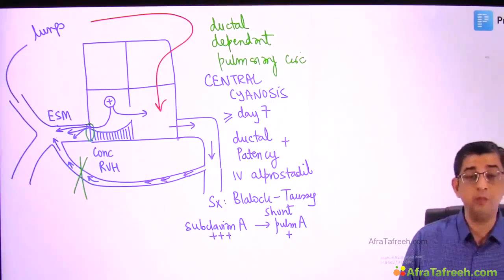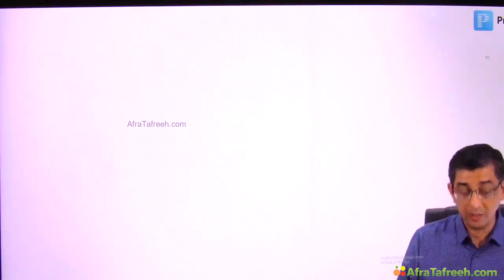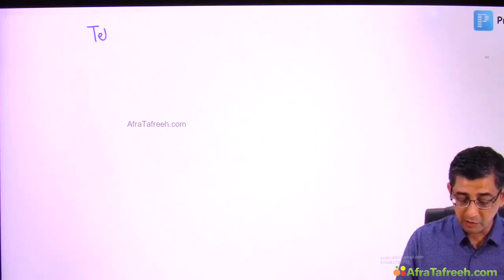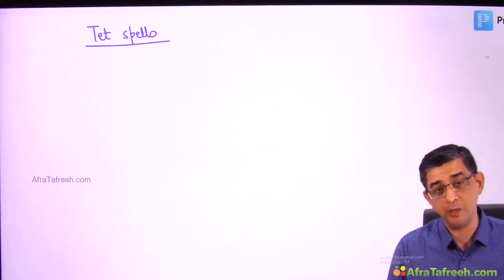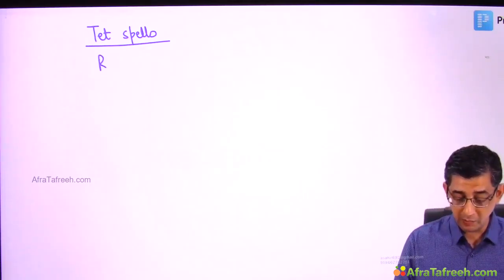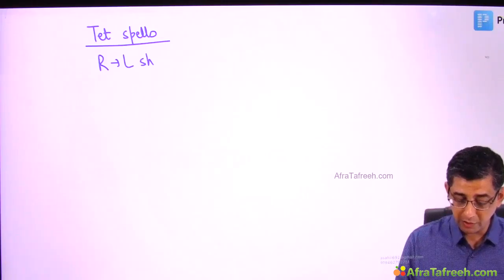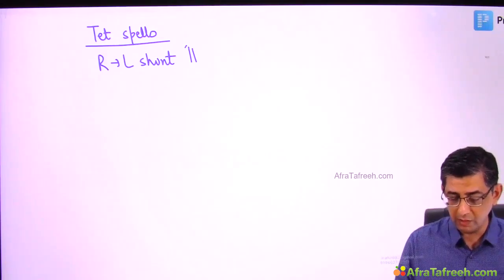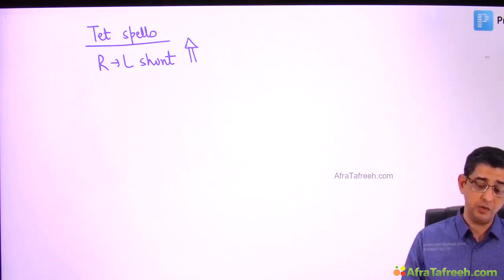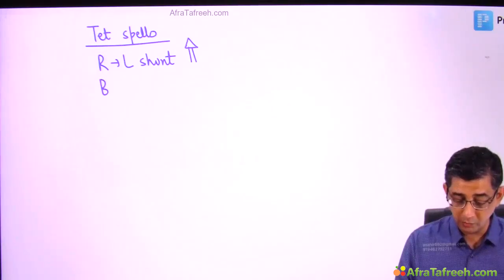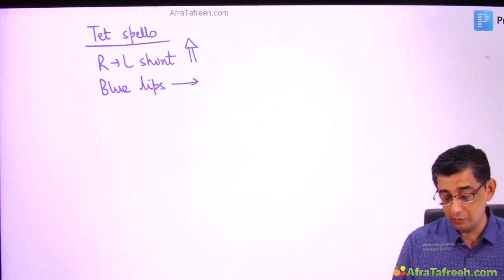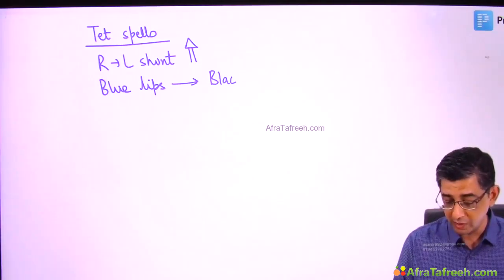Additional features that can be asked for this particular topic, and I'll come back to this diagram in a while, is development of TET spells. Very surprising term. TET spells can also be called hypercyanotic spells. In these hypercyanotic spells, the right to left shunting will increase, and you can very well understand if more desaturated blood goes into the systemic circulation, the cyanosis of the child will increase so much that the lips of the child, which are already blue, might even look black to you.